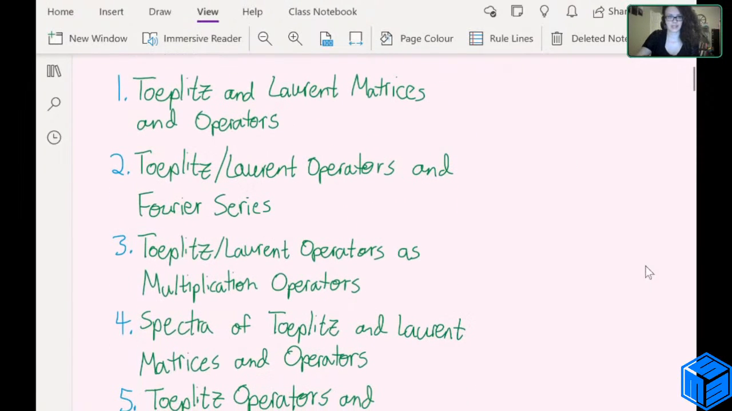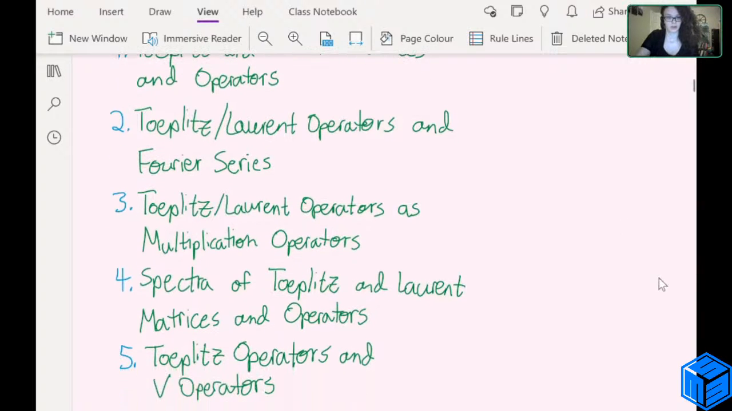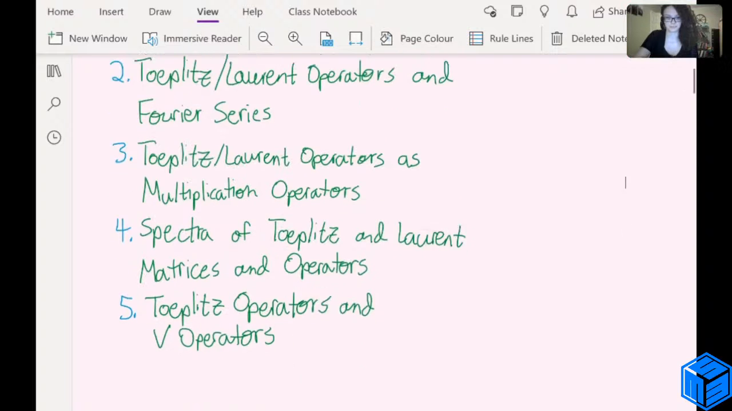So first, we'll go over some definitions, and then we'll talk about Toeplitz and Laurent operators and their relation to Fourier series, as well as their identification as multiplication operators. We will also talk about their spectra. And finally, we'll talk about how Toeplitz operators are related to my research.